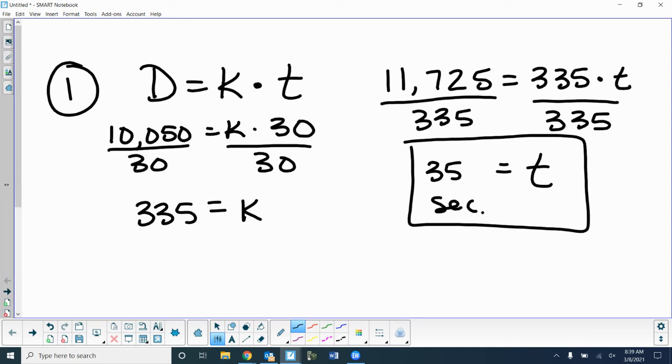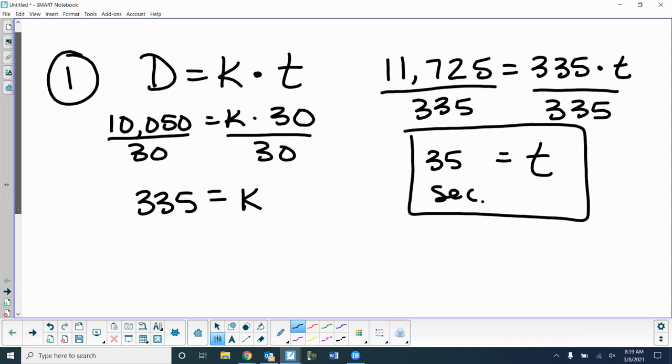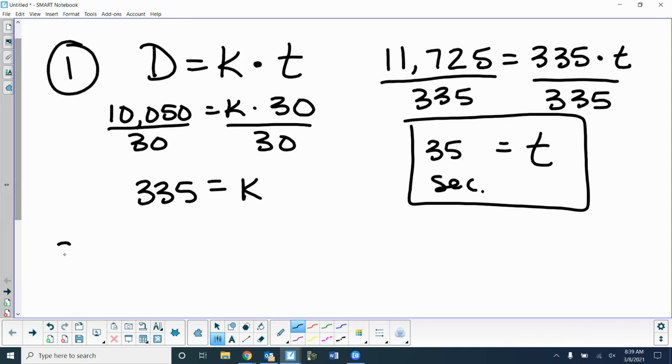Okay, so 2 parts to it. First part, setting up the equation. Don't forget the K value, the constant of variation when you see that varies word. And then part 2, after you figure out the K, solve the problem. So make sure you do both parts.